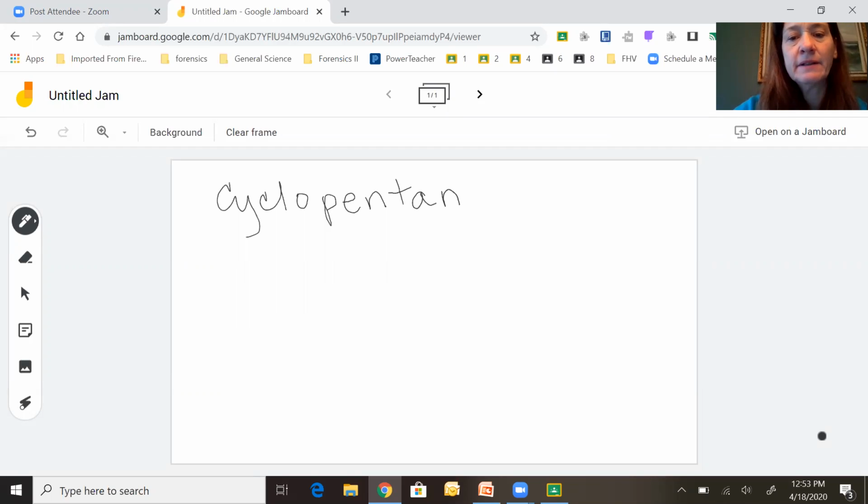Cyclopentane. Do this with me in your binder. We have a lot of clues here. Cyclo, telling us that our carbons are going to be in a ring. Pent tells us how many carbons. How many carbons? Think about it. Pent. If you said 5, you're right. And "ane" is telling us that it's all single bonded.